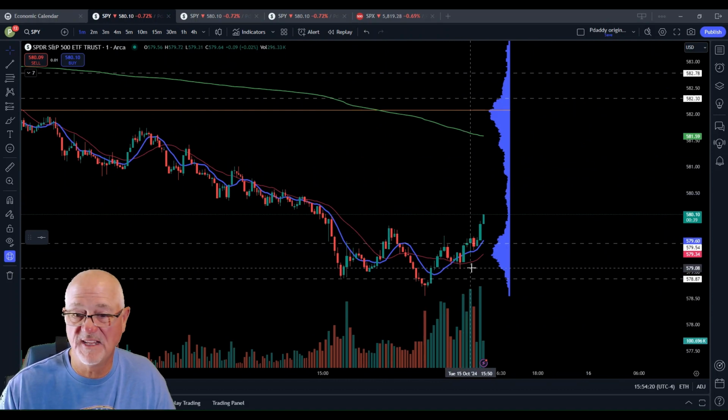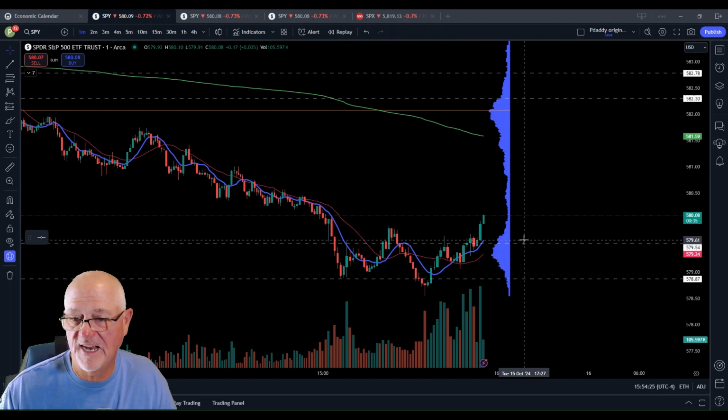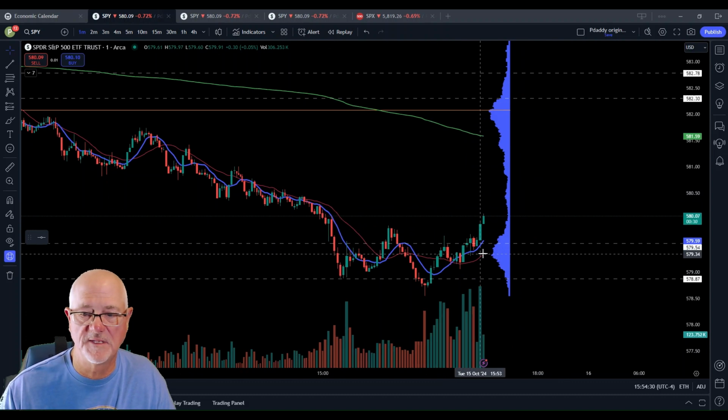Again, we got the green 350, that pullback on that next candle. We got a recapture on the next candle of that area. Again, let's see if it'll push up. Volume looks pretty good. We got some decent volume on these last couple of candles.